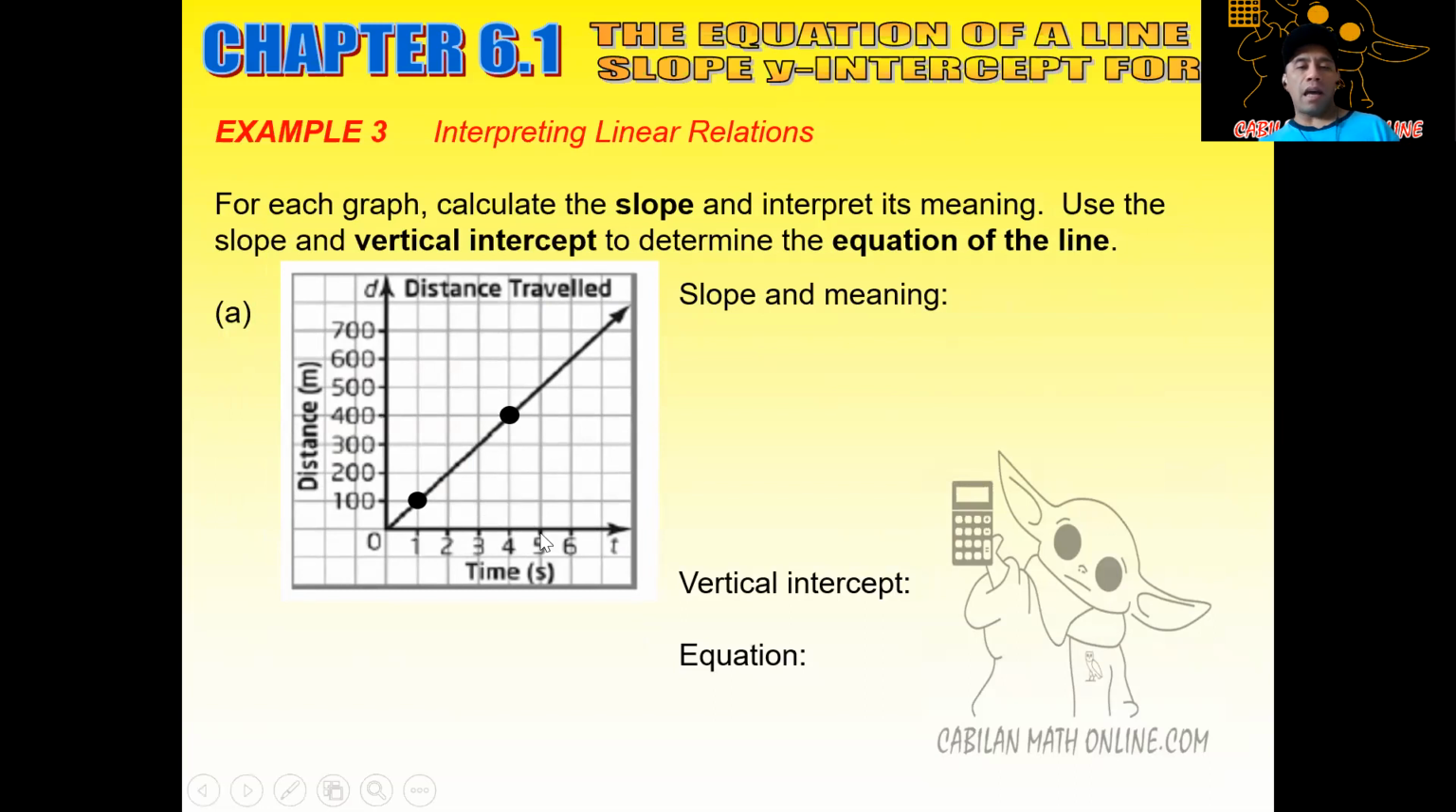Now, if you take a look at the values for the horizontal axis, notice that these ones are going up by 1, which is fine. However, for the numbers going up for the distance, or vertical lines, notice each one here is going up by 100.